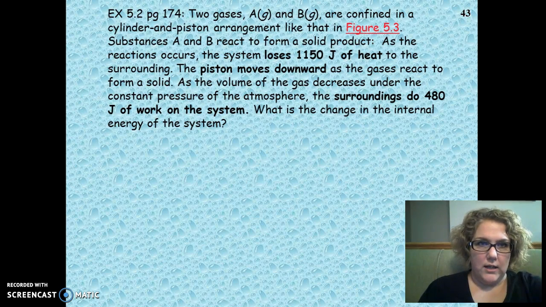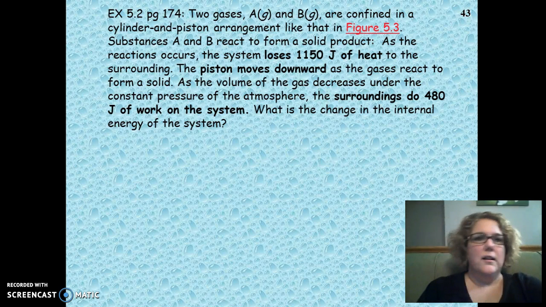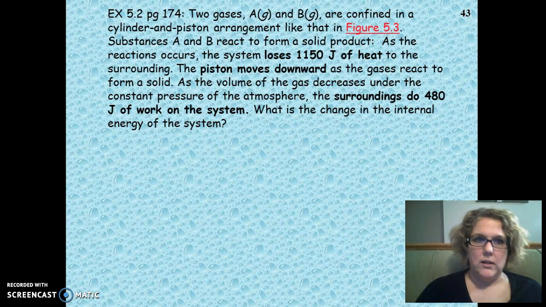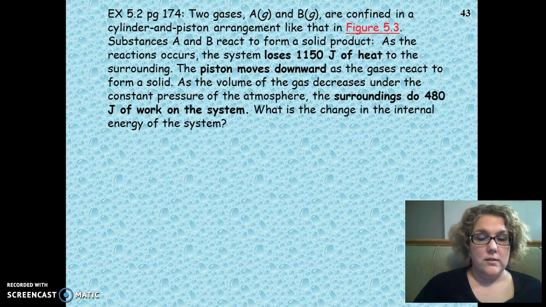All right, so here's the kind of chemistry-ish questions we're going to have over this. Two gases, A and B, are confined in a cylinder piston arrangement like we've had throughout the gas unit. Substances A and B react to form a solid. As that reaction occurs, the system loses 1150 joules of heat to the surroundings. So since the system loses heat, what sign should Q have? Hopefully you said negative.